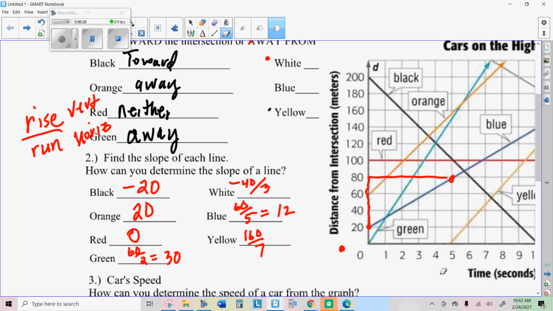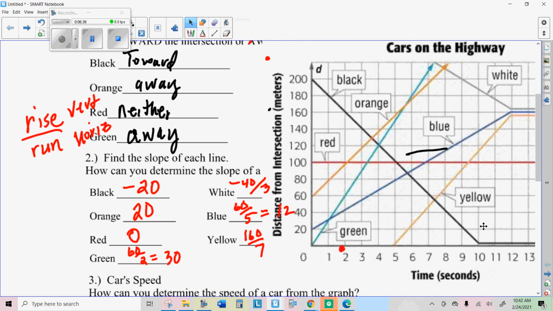For the yellow one, I went from the bottom of the graph to where it stops at the parking lot there, and I figured that was about 160 because we went from 0 to 160. So we went up about 160. I went all the way to this line. It's a little below that line, but I think that's all right. About 160, and then that's over 7 seconds. Okay, and that's a positive number.